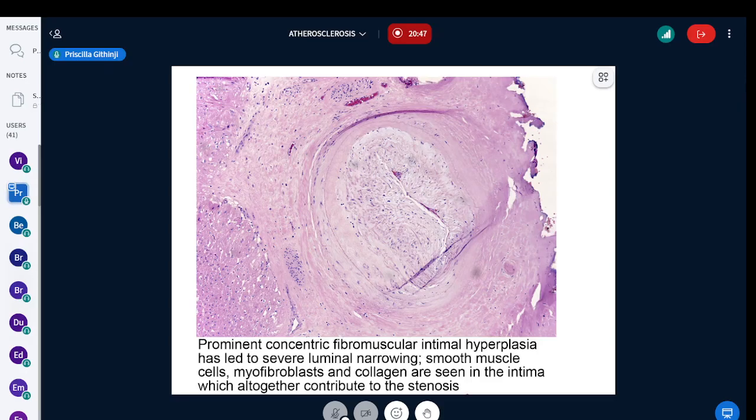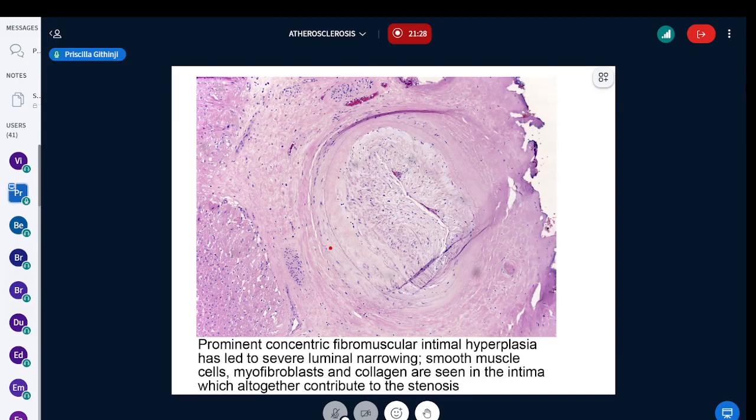This is just a histologic image to demonstrate the same. You can see this is a large muscular artery, and you can see the thickening of the wall. You can see prominent concentric fibromuscular intimal hyperplasia, and in this case, you can barely appreciate the lumen. It's like a slit-like opening, and this is because smooth muscle cells, myofibroblasts, and collagen have been deposited onto the wall of this blood vessel, leading to that hyperplasia and narrowing of the lumen.